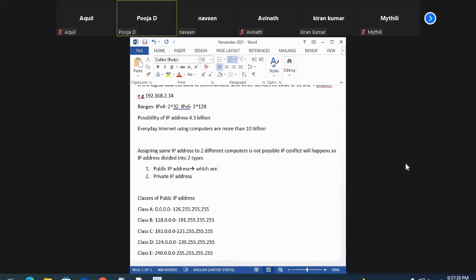So here, public IP addresses are utilized in establishing connection between devices located in multiple networks.